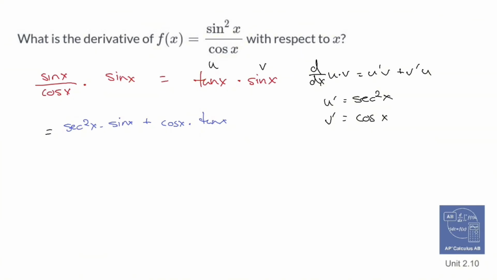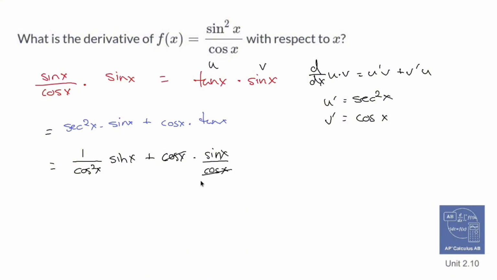Now, knowing what I know, let's simplify these a little bit and see if anything magical happens. It's possible. I'm not sure, but let's just have some fun with it. Secant squared x is 1 over cos squared x, times sine x, plus regular cosine x. Oh boy, that looks terrible. Cosine x times sine over cosine x.